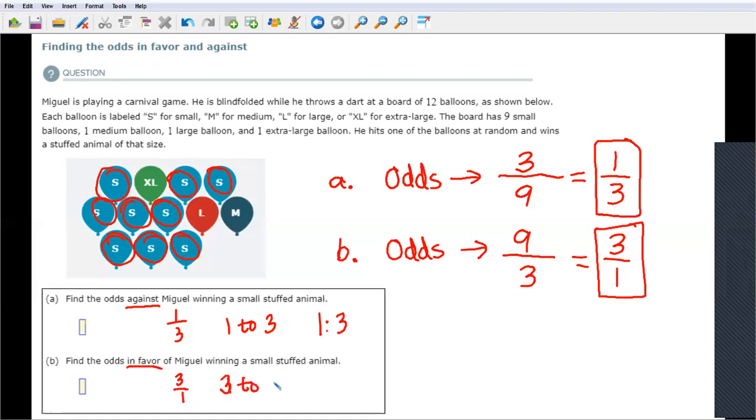So these are the possibilities for this. It could be any of these 3 answers. It does not matter which one you use. ALEKS will accept all 3.